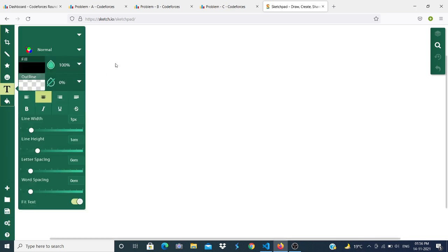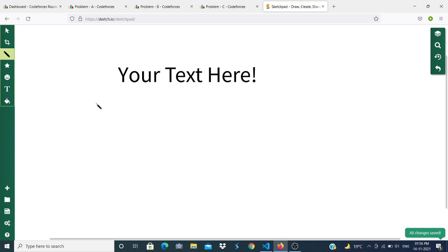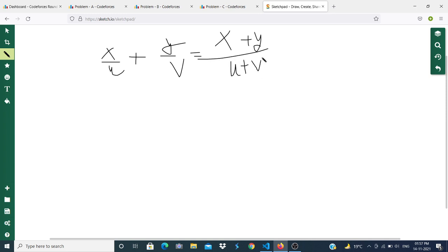Okay, so first of all let me write this. Let's use a pencil. Okay, so what we want is x over u plus y by v should be equal to x plus y by u plus v, right? So this should be the constraint. We should choose x and y which satisfy this constraint.